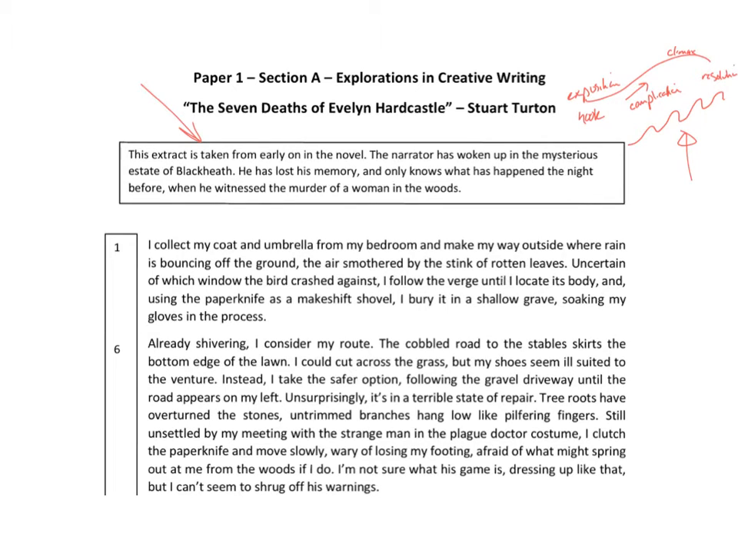So your first thing is to just make sure that you've got the context. Here I've added in the box exactly what's going on, because otherwise in a confusing novel it's slightly more confusing. So we know that the narrator has woken up in the mysterious estate of Blackheath and that he's lost his memory and only knows what happened the night before when he witnessed the murder of a woman in the woods.